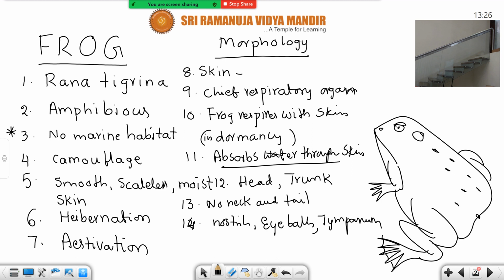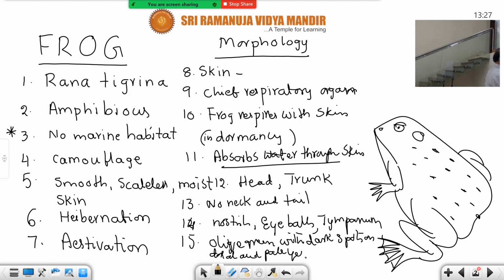Skin is olive green in color. Color of the skin you have to mention with dark spots. These are the external features of the frog. So, olive green with dark spots on the dorsal side and pale yellow color on the ventral side. Pale yellow on the ventral side. This is as far as skin color is concerned: olive green with dark spots on dorsal, pale yellow on ventral side.